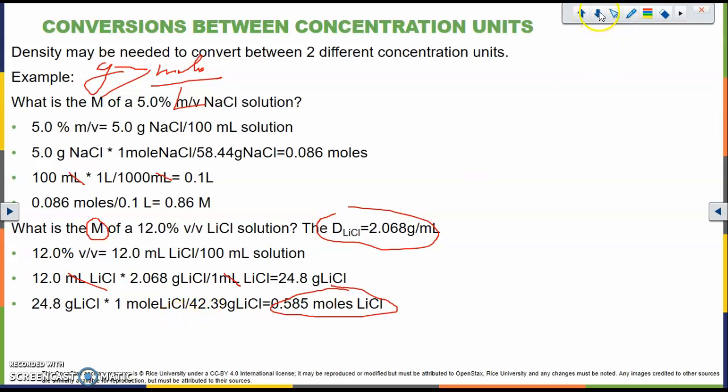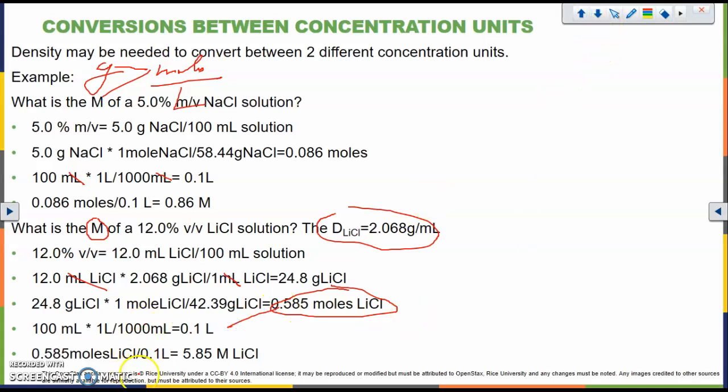So 100 mils divided by 1000 mils gives you 0.1 liters. Do the division, and that gives you 5.85 molar of lithium chloride. It's a little bit more loaded, but understand that the number on top is always the solute. The number on the bottom is always the volume of the solution, or the gram solution, whatever is indicated. And if it's a percent, the number on the bottom is always 100 mils. And if I give you density, you need to understand that you will have to use that density to convert something.